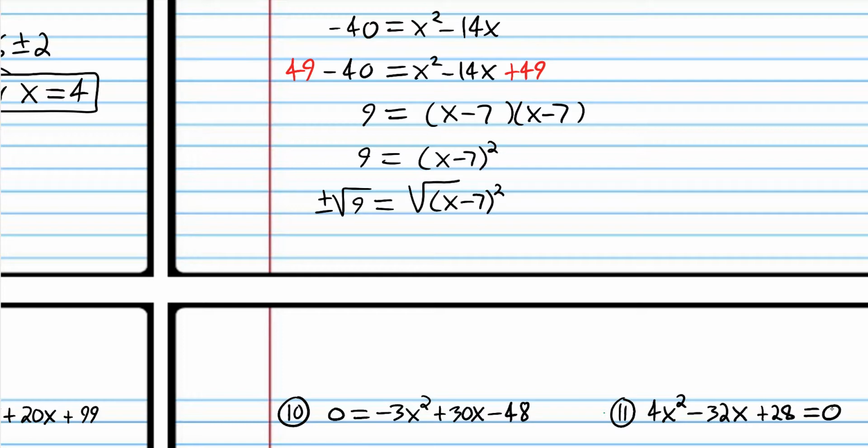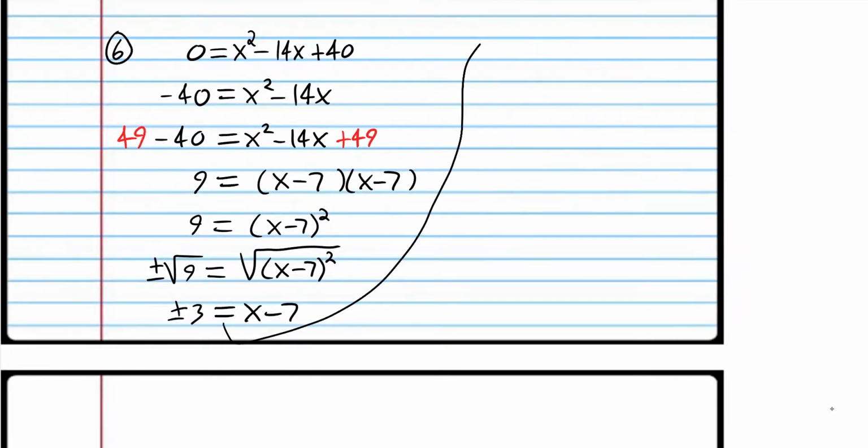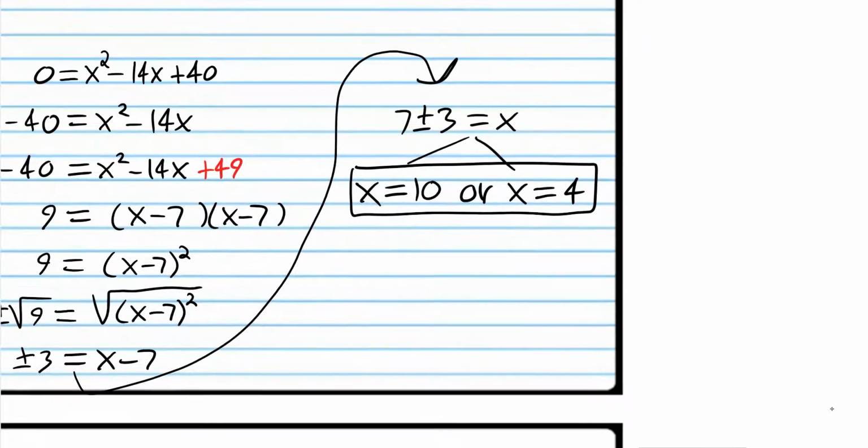And we get plus or minus 3 is equal to x minus 7. Now we're going to add 7 to both sides, and we get 7 plus or minus 3 is equal to x. And x can be 7 plus 3, which is 10, or x can be 7 minus 3, which is 4. So if you got those answers, good job.